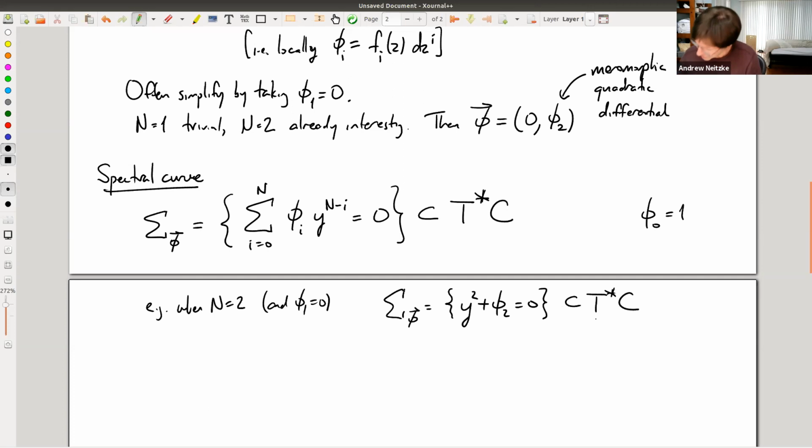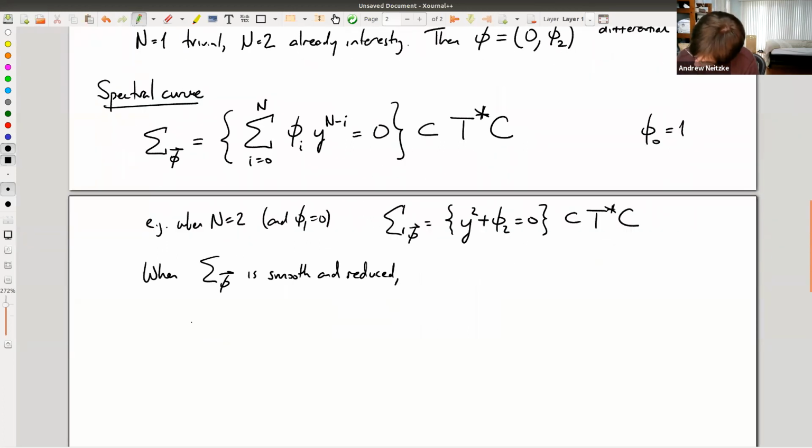So in the situation when sigma phi is smooth and reduced, which is what happens generically, if you pick your phi, the spectral curve will be a nice smooth reduced curve. And then we can think of the projection. So we have sigma phi mapping to C. The projection is just a branched n-fold cover.